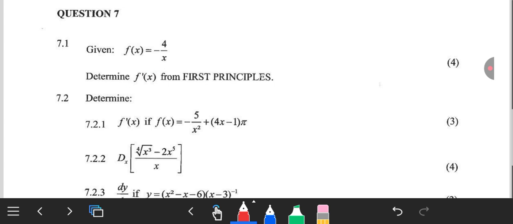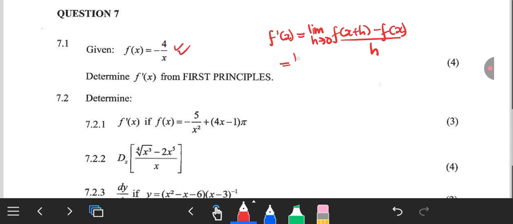from first principles. So we're going to start off with our equation, which is the limit as h is approaching 0 of f of x plus h minus f of x, and then we divide this by h. Then we substitute our given equation here. So you're going to keep the limit, so limit as h is approaching 0.